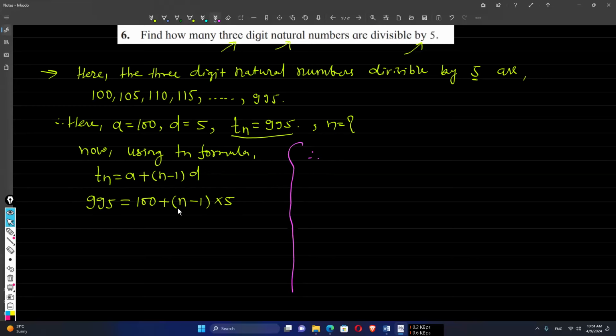Therefore, now this n minus 1 into 5, I'm going to write to the left hand side. So n minus 1 times 5 equals to... This positive 100 will go to the other side and it becomes negative. So 995 minus 100 will give us 895, and this 5 in the multiplication to this bracket will go to the place of denominator, or in the division, 5.